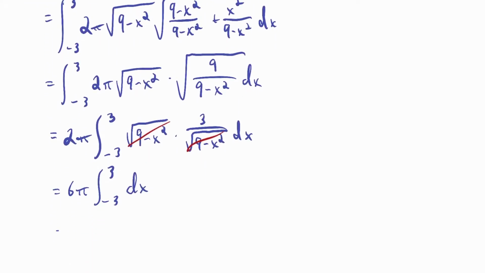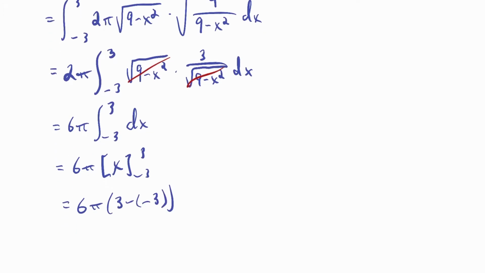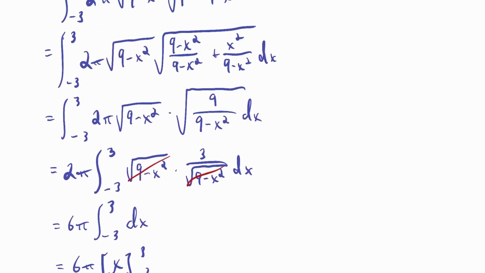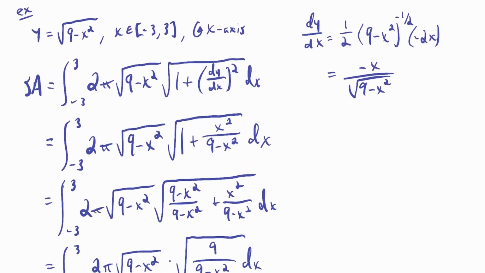So this is 6 pi times x evaluated at -3 and 3. So this is 6 pi times 3 minus -3. So that's 6. So 36 pi. There we go. Nice clean number at the end. So let's backtrack a little bit and think about, what does the graph of that function look like?